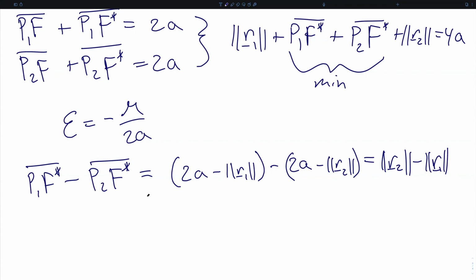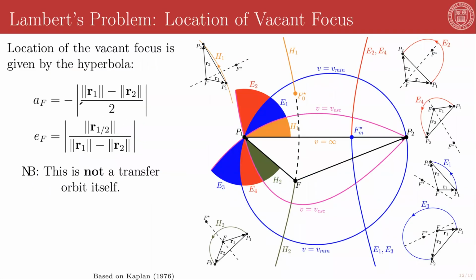Now let's be very clear about this. This hyperbola is not a transfer orbit. Rather, this describes the locus of all possible locations of the vacant focus F star. The semi-major axis of this hyperbola is given by the difference between R1 and R2 divided by 2. Recall that by our convention, the semi-major axis of a hyperbola has to be negative, and so to ensure that, we take the negative of the absolute value of half of this difference.